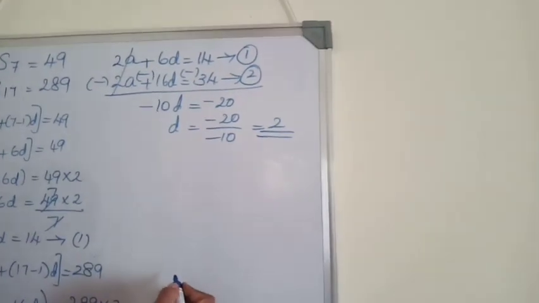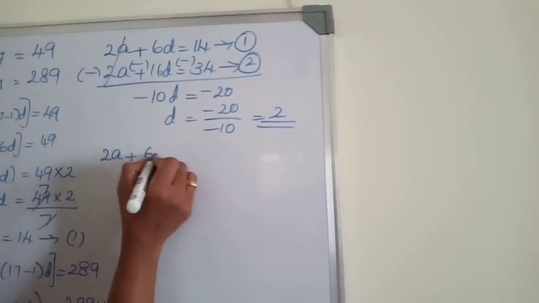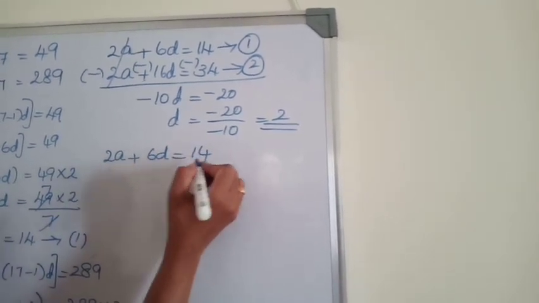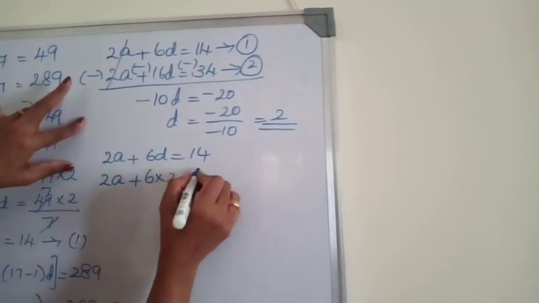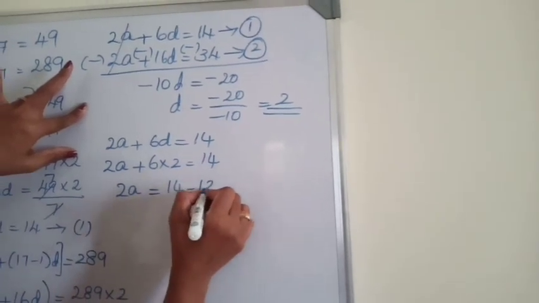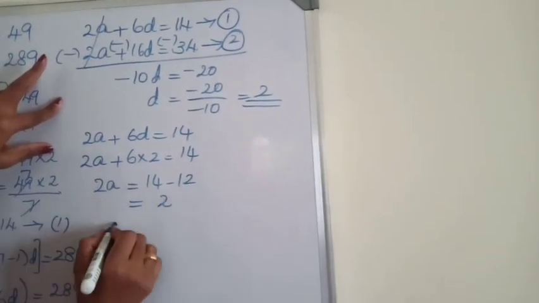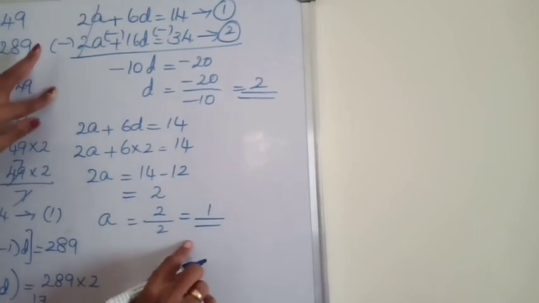Substitute the value of d in one of the equations. First equation I will write: 2a plus 6d is equal to 14. 2a plus 6 into 2 is equal to 14. 2a equals 14 minus 12 equals 2. a equals 2 by 2 equals 1. So, we got the values of a and d.